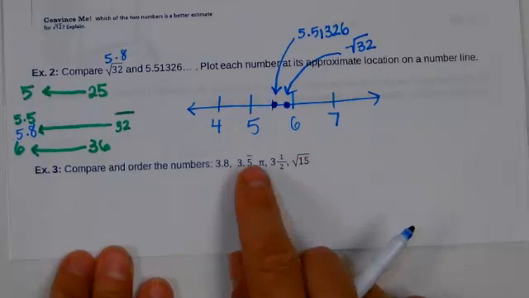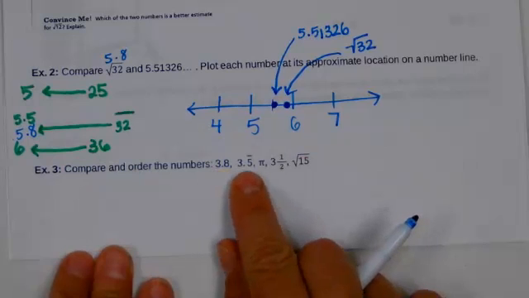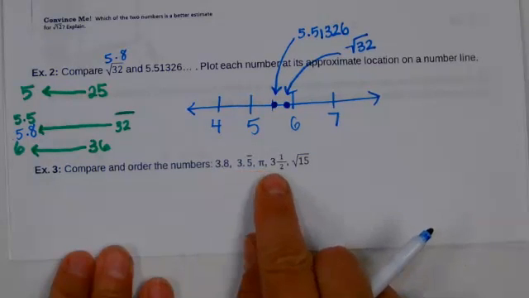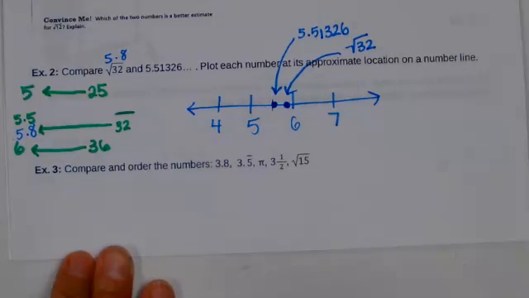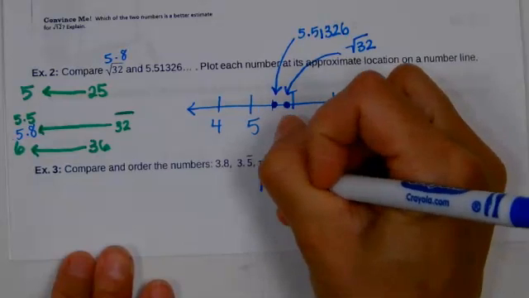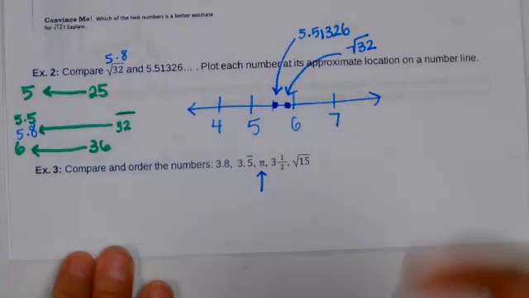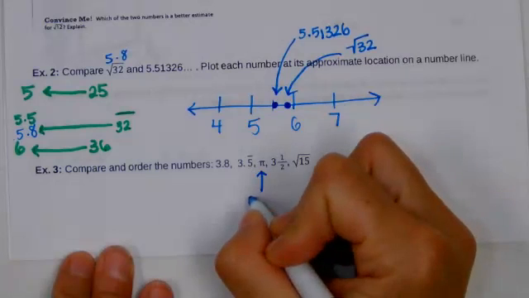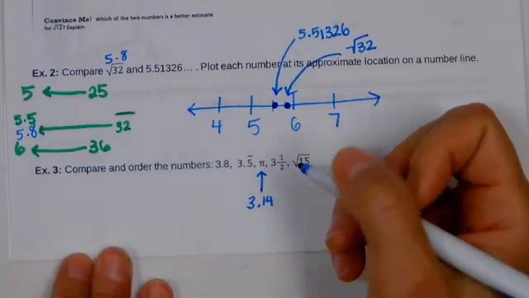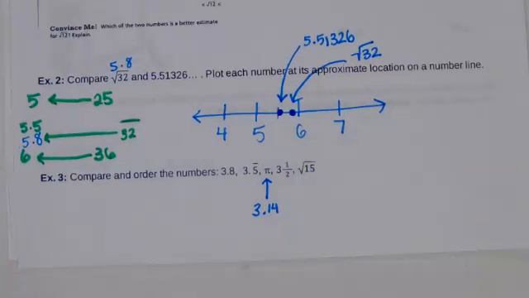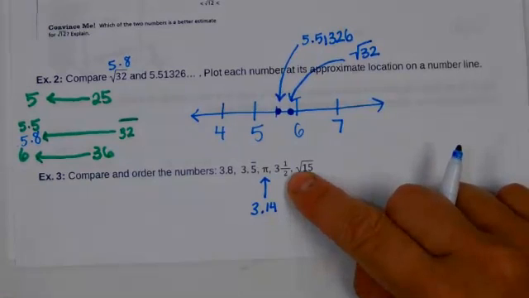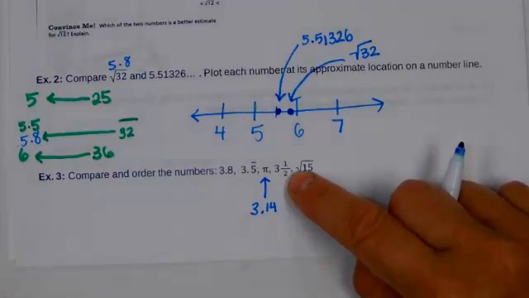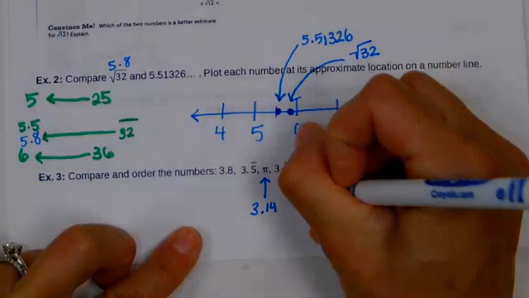Now, the ones that we've got are 3.8, 3.5 repeating, pi, 3.5, and the square root of 15. Well, something that you should have memorized by now in your mathematical career is that pi, the estimate, they usually round that guy to about 3.14, even though it's an irrational number. If you don't know that, please memorize that. And 3.5, a half, is another thing that we should get memorized. That is 0.5 as a decimal. So 3 and a half is going to be 3.5.